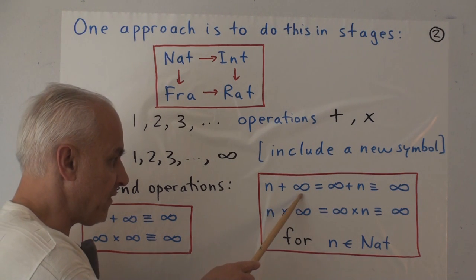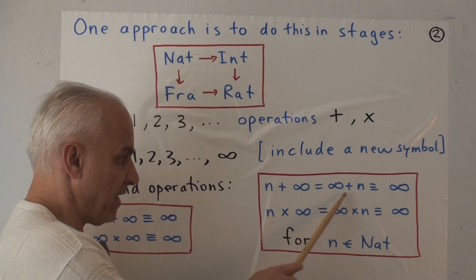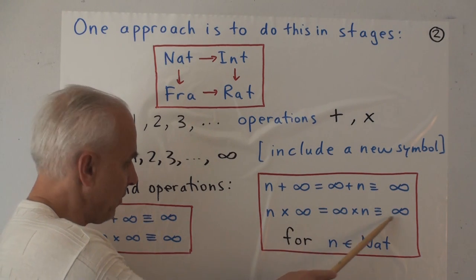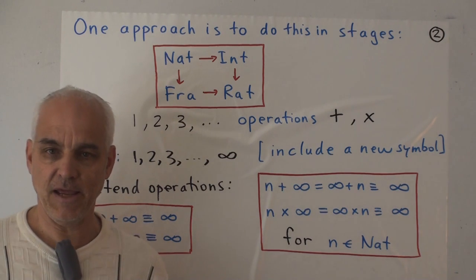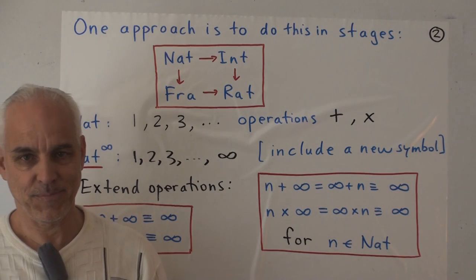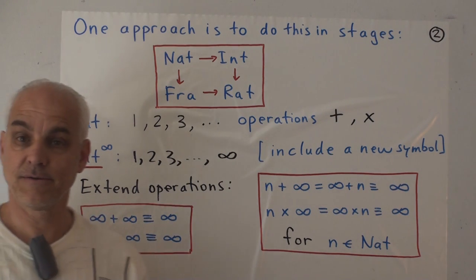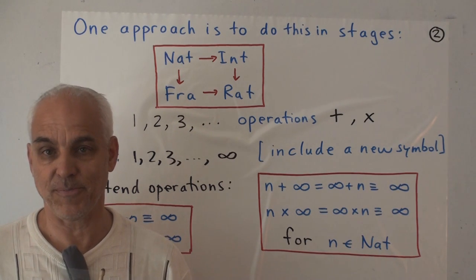We're going to define n plus infinity to be infinity for any natural number n, or commutatively infinity plus n is also infinity. N times infinity, or infinity times n, will also be infinity. And when we add infinity to itself, we're going to get infinity, and when we multiply infinity by itself, we're going to get infinity. So basically, any operation involving infinity outputs infinity. This is a reasonable and consistent framework for doing arithmetic, which extends the usual natural number system.